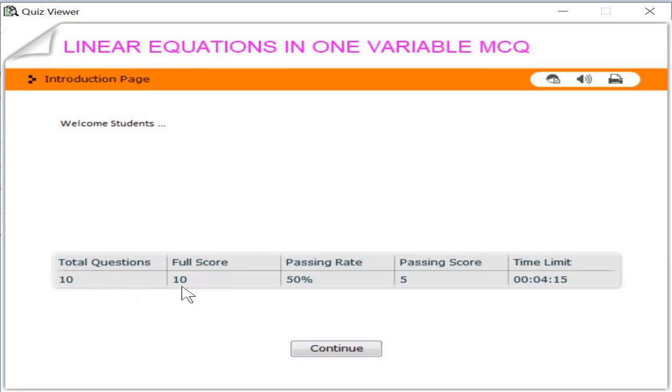Total questions 10, full score 10, passing percent 50%. It means you need to take 5 out of 10 marks to pass. It means you have to get 5 correct answers out of 10 questions. Total time 4 minutes 15 seconds.